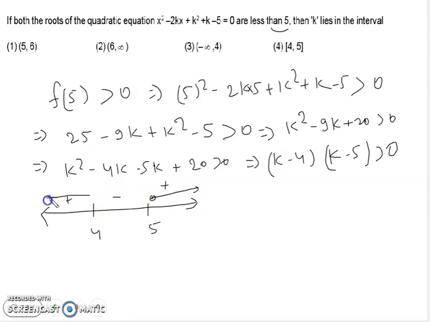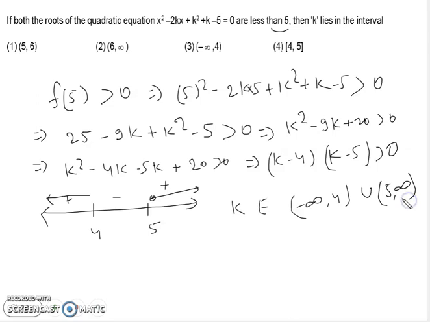Then where do we take the values from? We can consider it greater than 0, so we can say that k belongs to minus infinity to 4, union 5 to infinity, right?